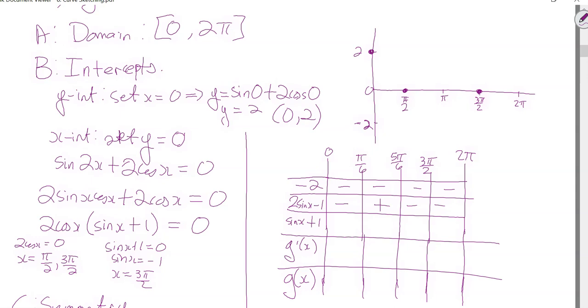And sine x plus 1, well, the lowest sine x can go is -1. So if we add 1 to it, then the lowest value we're going to get is 0. And that's going to happen forever. So it's just going to be pluses all around. Okay. Does it make sense?